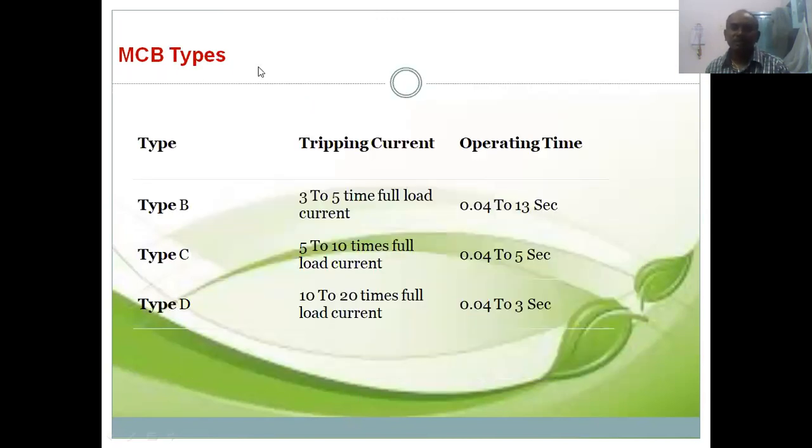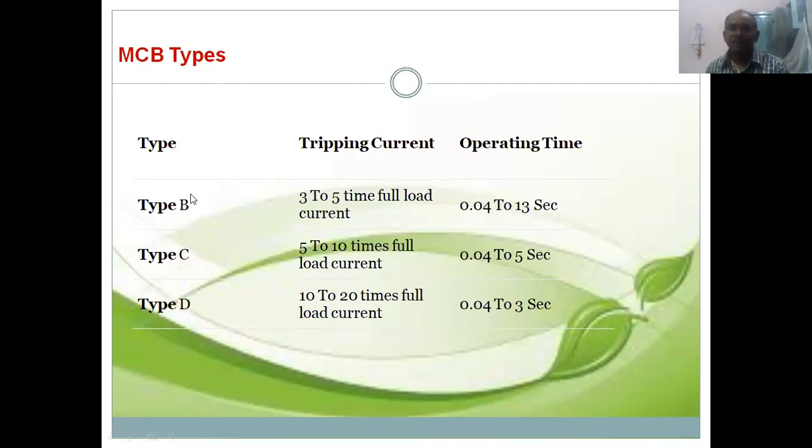Now, MCB types. MCBs are generally type B, type C and type D. What is the difference? It is the operating current capacity, the tripping current. Type B MCBs trip at 3 to 5 times full load current. For example, if a load normally takes 5 amperes, the tripping current is 15 to 25 amps. The operating time, how much time it takes to operate, is 0.04 to 0.13 seconds to open the operating system. And type C trips at 5 to 10 times full load current.